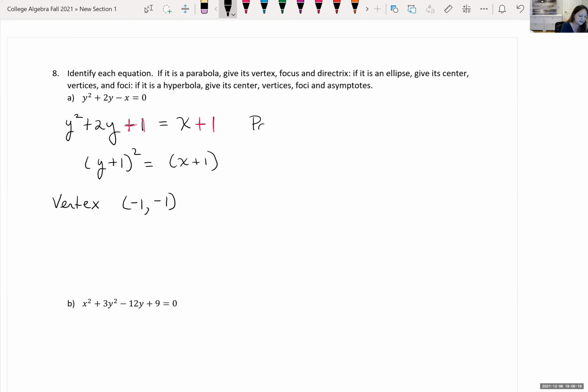We have a parabola, I didn't state that or write it. I need to figure out what p is. And so remember that this was 4p or 4a in front. And that was going to help us find the foci and the directrix. Your book used a. So we know 4a equals 1. And so a is equal to 1/4.